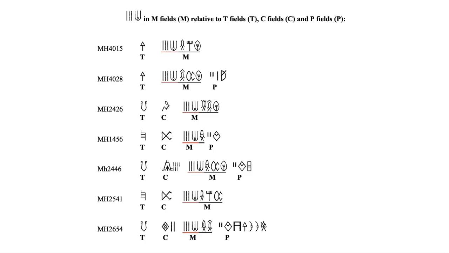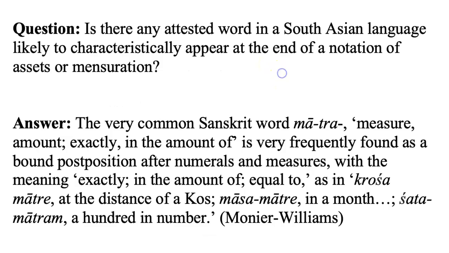Okay, so let's turn to another interesting sign pair, and this is this invariant pair that we've seen. I haven't had much to say about it. This pair of signs right here. Almost all of the time when it occurs in an M field, which is very frequently, and you can see a bunch of examples here on this slide, it is the final element, the leftmost or final element. So it almost looks like it's a comment on what goes before. And so we have another interesting question which begs an answer. Is there any attested word in any South Asian language that is likely to characteristically appear at the end of a notation of assets or mensuration, kind of an invariant term?